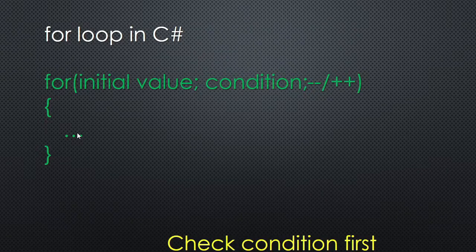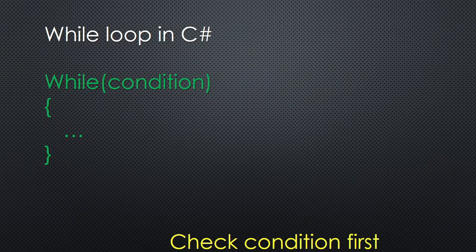And let's see now the syntax for the while loop in C#. Simply again, using the keyword while, and inside the parentheses, I have to set my condition, just a condition, without initial value, without increment or decrement. And while this condition is satisfied, the compiler will keep executing this code.